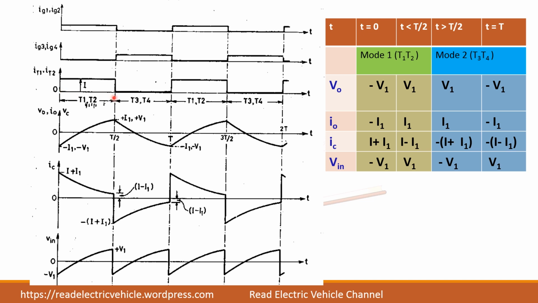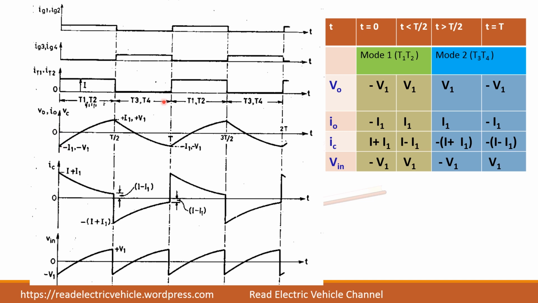So from 0 to T by 2, T1 and T2 are in conduction, and in the other half, T3 and T4 are in conduction. Now you see the V0 and I0 waveforms. V0 and I0 will be similar because it is a resistive load. Only the magnitude will change. So this is minus V1, this is minus I1. Plus, plus, minus. The same thing will be for I0. So V0 and I0 are drawn on the same scale.